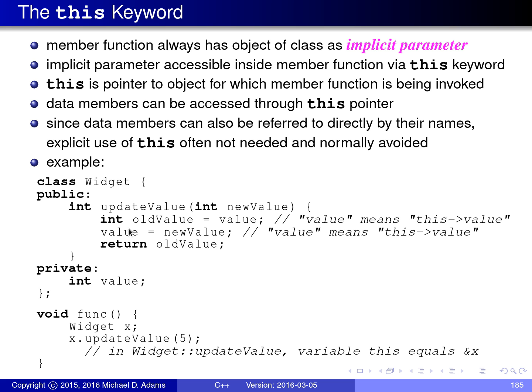And when this function actually executes, the value of the pointer this is going to be the address of X, because the implicit parameter that is passed into the update value function, when we invoke it in this way, will refer to the object that we're operating on, which in this case is the object X. So inside the function widget update value, the keyword this is going to refer to the address of X.